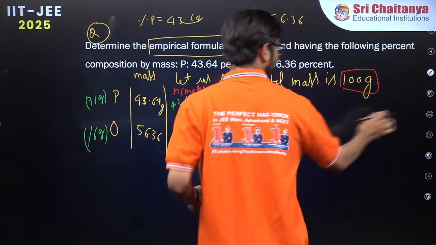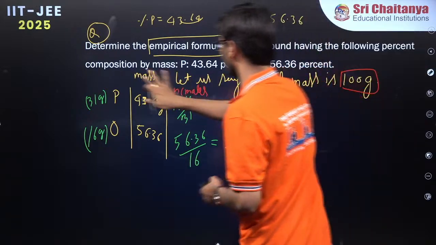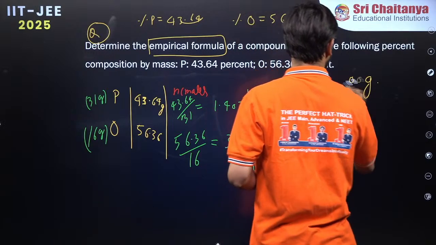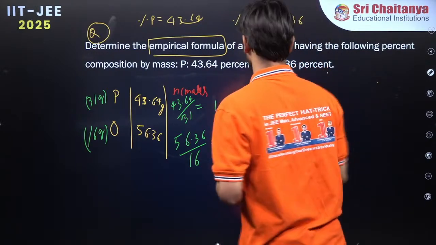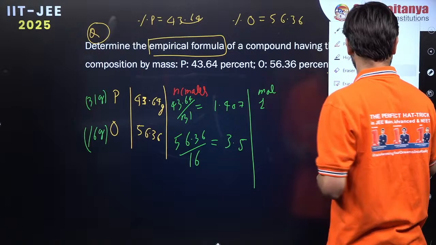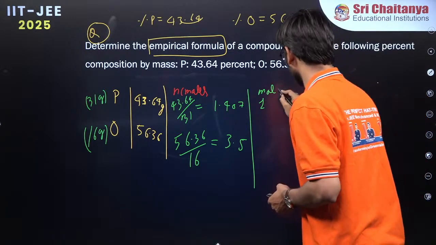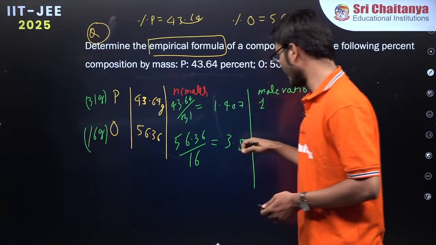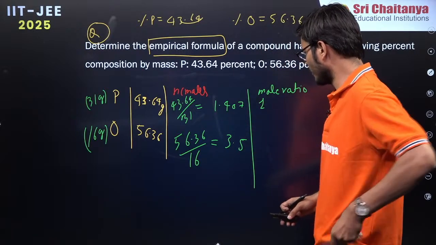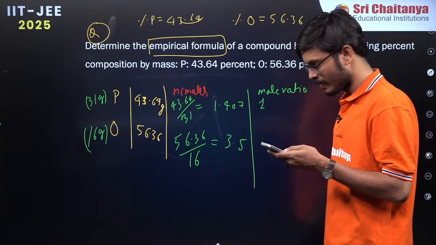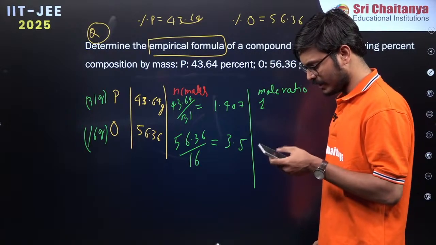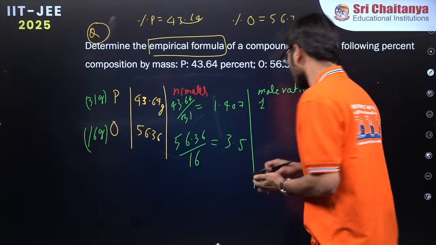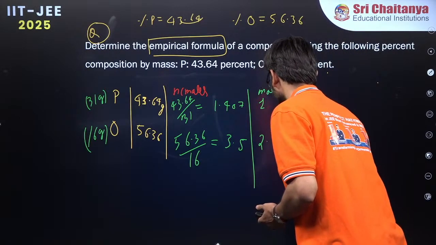So this is the mole ratio. The mole ratio for phosphorus comes out to be 1. And if you divide 3.5 by 1.4, approximately 2.5 it is coming. Okay, very good. So this is 2.5. This is the mole ratio.